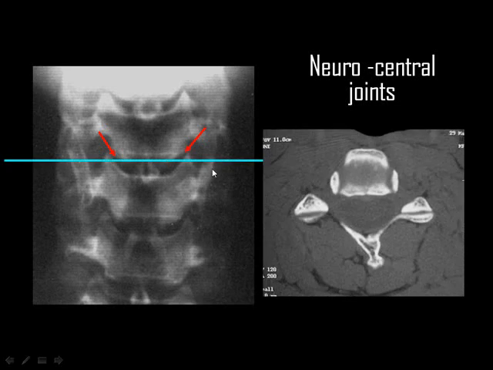If you have a section at this level, you can see the neurocentral joint on the left side, the neurocentral joint on the right side. And here you can see the facet joint on the left and right side. And you see this space which represents the neural foramen, where the nerve root comes from inside the spinal canal and goes outside the spinal canal through this foramen.